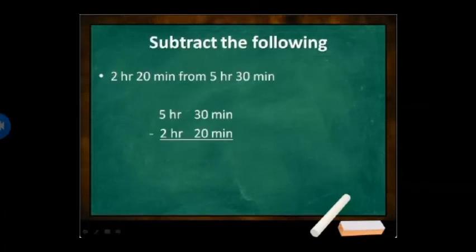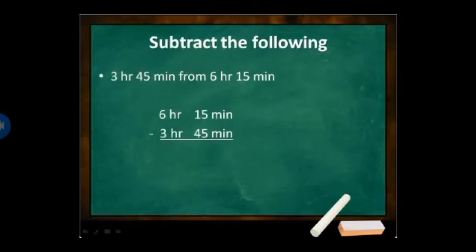Now here we will subtract them. 2 hours 20 minutes from 5 hours 30 minutes. You have to put the 5 hours 30 minutes on the top, and then subtract 2 hours 20 minutes from it. This is a simple subtraction sum. When you subtract, first you will subtract minutes. 30 minus 20, you will get 10 minutes. 5 minus 2, you will get 3 hours. So it is 3 hours 10 minutes.